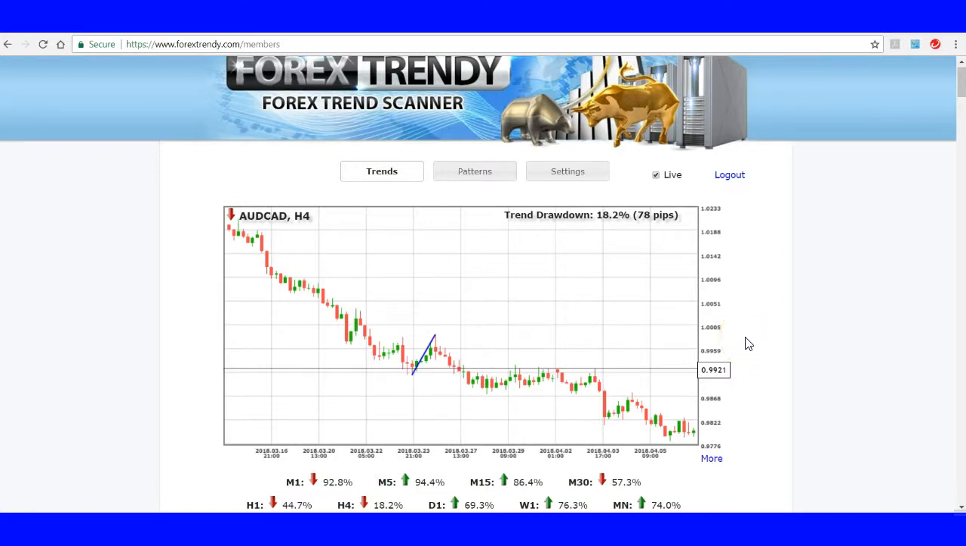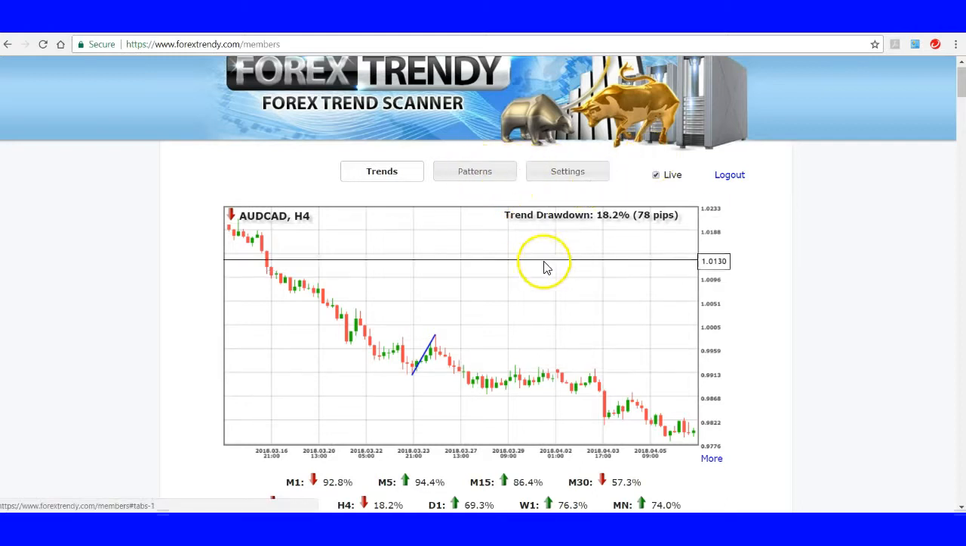Hey traders, this is a tool that I use a lot. It is a scanner that scans for the strongest trends in the Forex market, and patterns. It has email alerts to alert you when a new strong trend has started, or when a pattern has broken. I'm going to walk you through this a little bit.